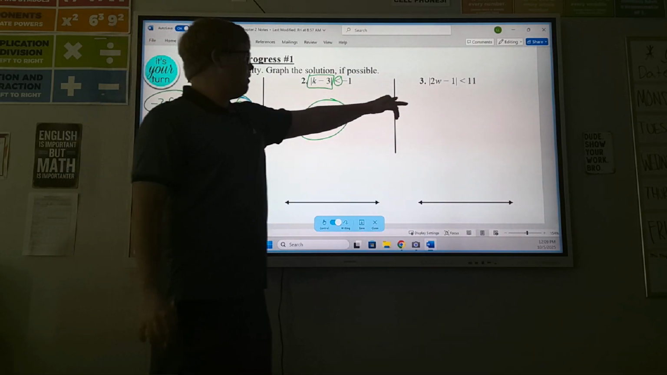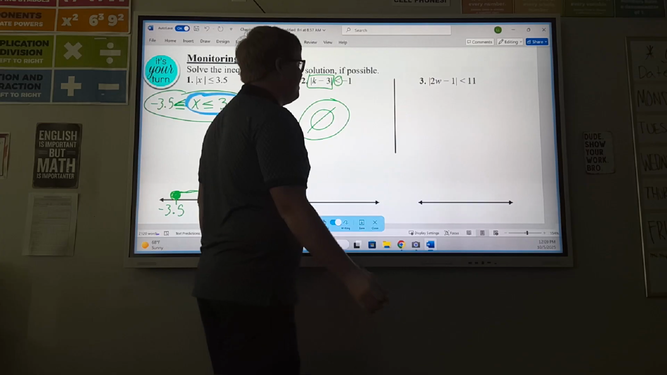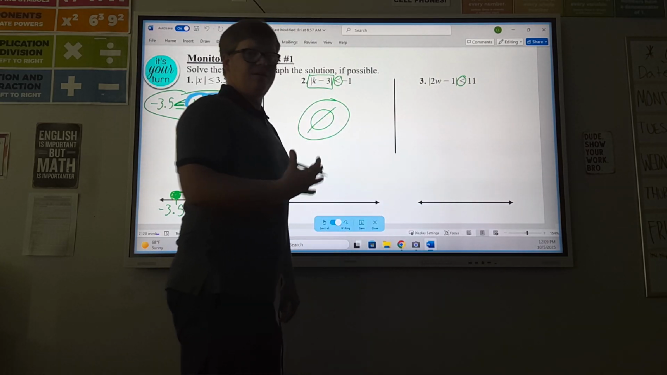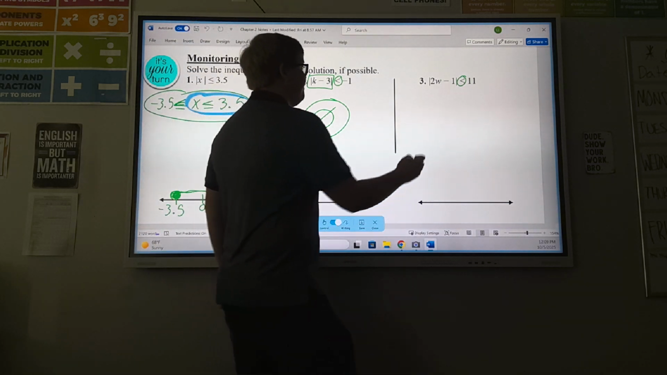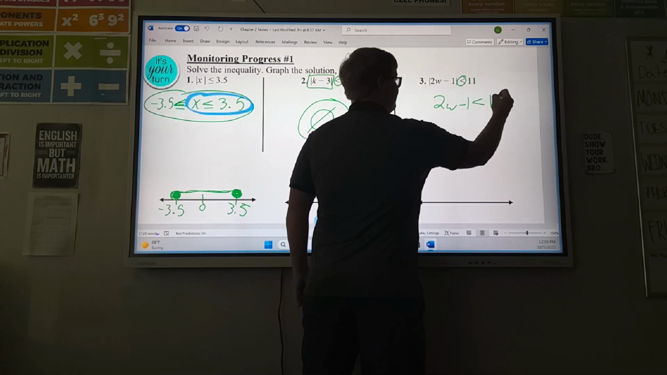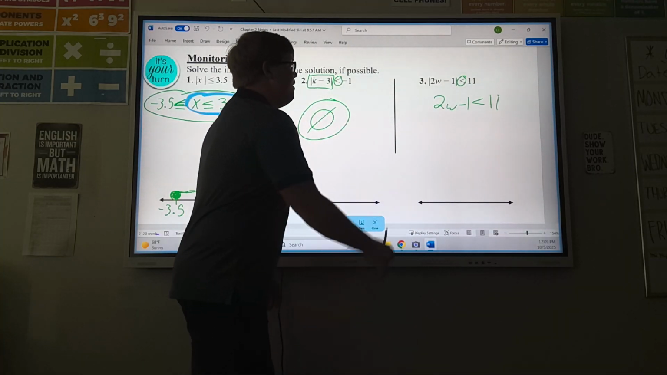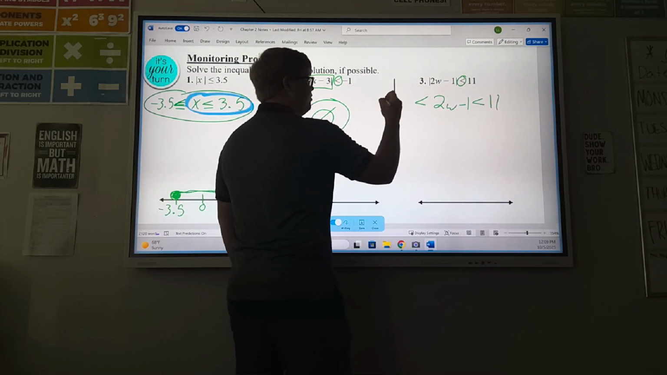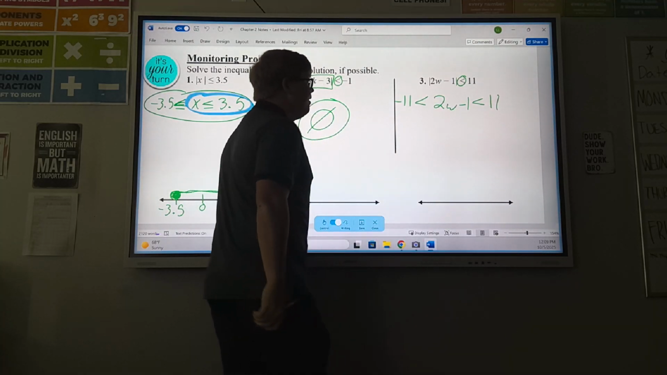Okay, and we go over to 3. Solve it the exact same way. This tells us it's an and compound inequality. Let's solve them both at the same time. 2w minus 1 is less than 11. Again, we copy and paste our first one, keep the sign the same, put it on the left side, and change our 11 to a negative 11.